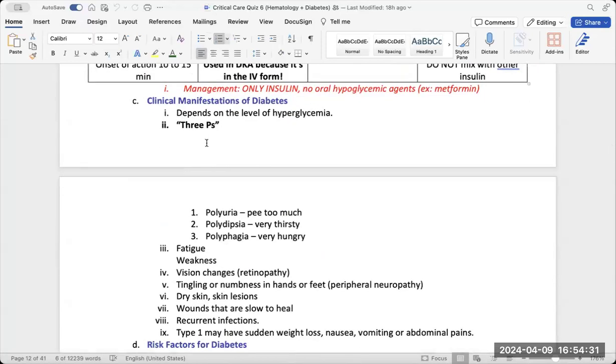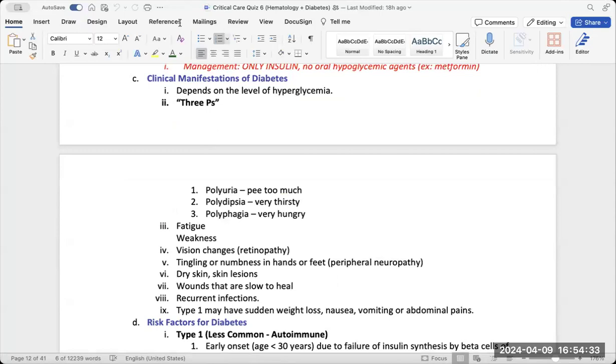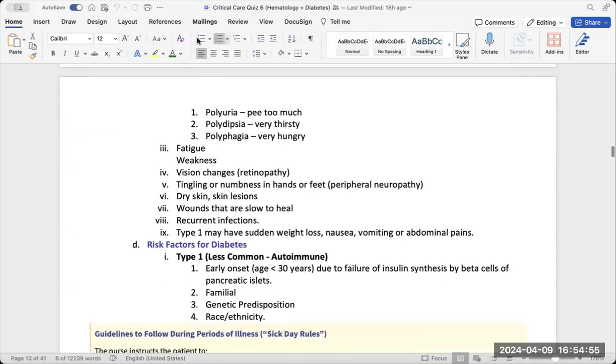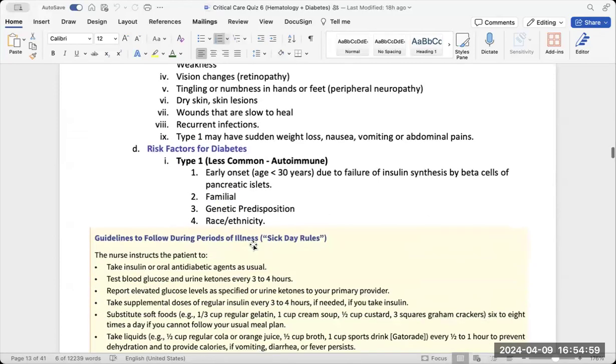Now, for manifestations, it's going to be very similar, like any type of diabetes, right? Your 3Ps, weakness, visual changes, right? Numbness, tingling in the feet, right? Delayed wound healing, right? Because as a result of poor circulation due to the diabetes, as well as the higher sugar levels, you are at risk for delayed wound healing. They could have recurrent infections, but type 1 has weight loss, which is something that type 2 doesn't really have.